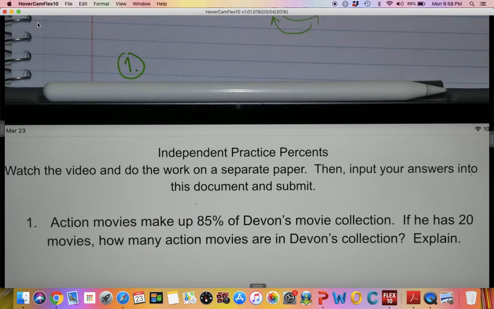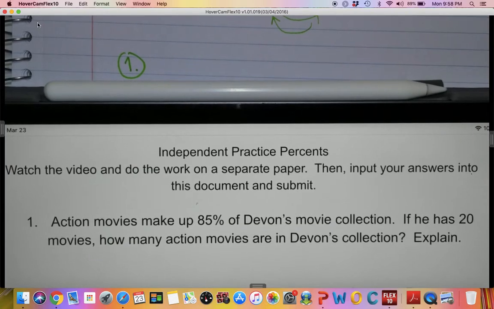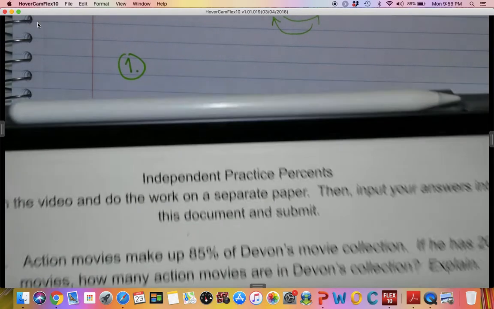So we can kind of put that with what we just said. A movie collection worth 20 movies. The question is, how many action movies are in his collection? So I'm going to take what I know and I'm going to try to set up a proportion. What I'm looking for right now is a part, because if we know the whole movie collection is 20 movies, we're looking for a number that is a part of that movie collection. So I'm going to move this for now, and I'm going to set up my work.